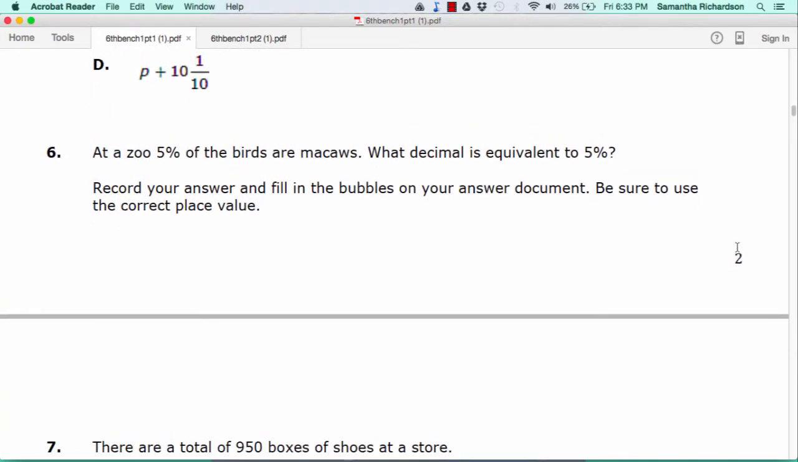Number 6. At a zoo, 5% of the birds are macaws. What decimal is equivalent to 5%? Record your answer and fill in the bubbles on your answer document. Be sure to use the correct place value.